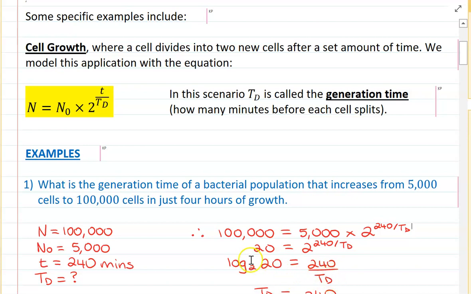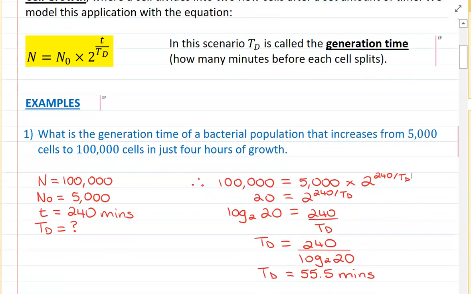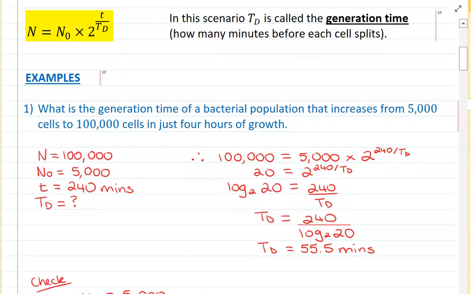I can now do some rearranging, take the TD up here and take log to the base 2 of 20 down here and solve using a calculator. If you look over on the left hand side, you can see this is where I have defined the variables before substituting them into the formula. I'm now going to look at how we might check that this is a reasonable answer.